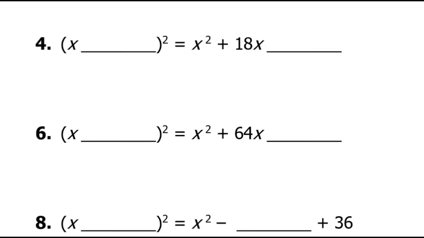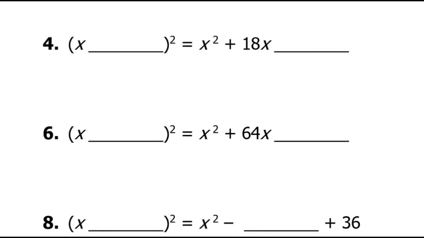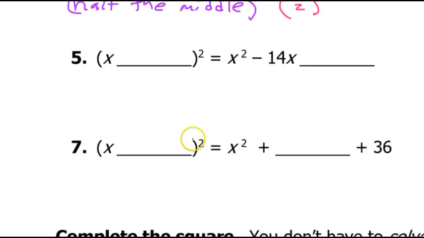I know that was a lot to take in. But remember, half the middle squared. So first of all, see how this is a plus? This is going to be a plus. Okay? Half the middle. Half the middle is 9. So I'm going to have a 9 right here. Now over here, it's going to be half the middle squared. So this is going to be plus 81. All right? So half the middle and then squared. So let's look at number 5.